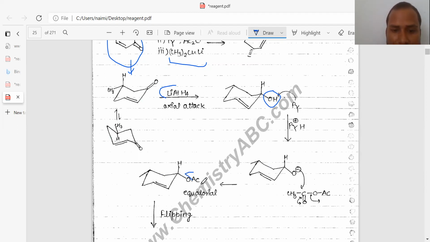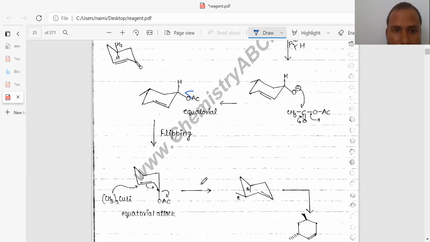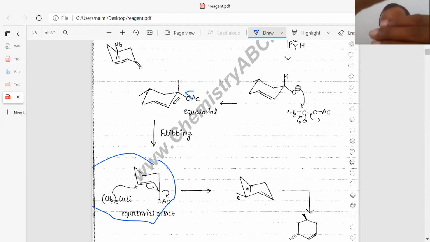After that flipping occurs. You can see here flipping occurs, and when the flipping occurs, this structure will look like that. It will come back like that. So what was equatorial becomes axial, and what was axial becomes equatorial, meaning all the equatorial positions convert to axial and axial to equatorial. So it looks like that.